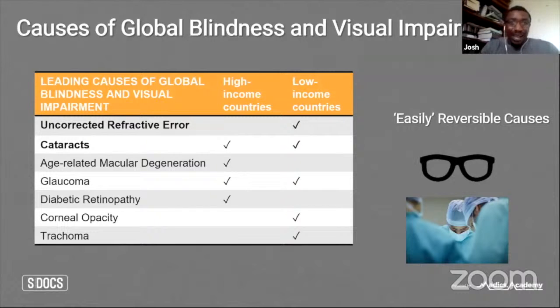But unfortunately, as you can see, it's a cause of global blindness and visual impairment. So it's a really easily reversible cause despite that.